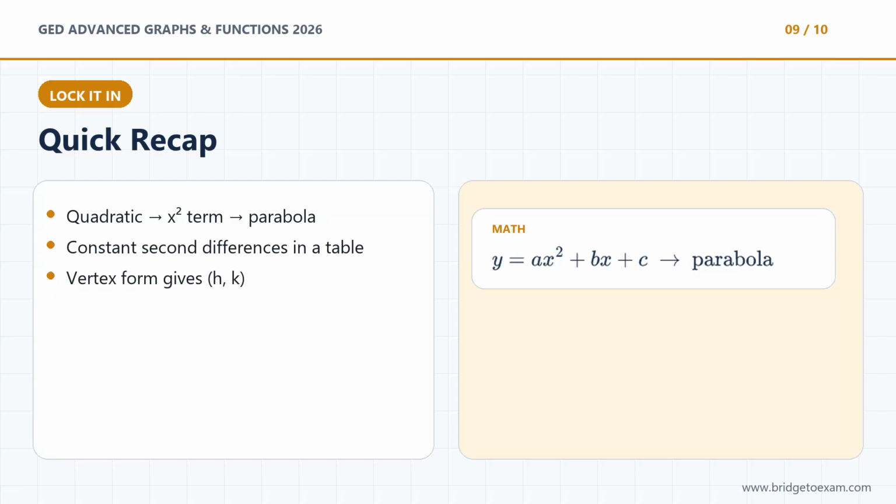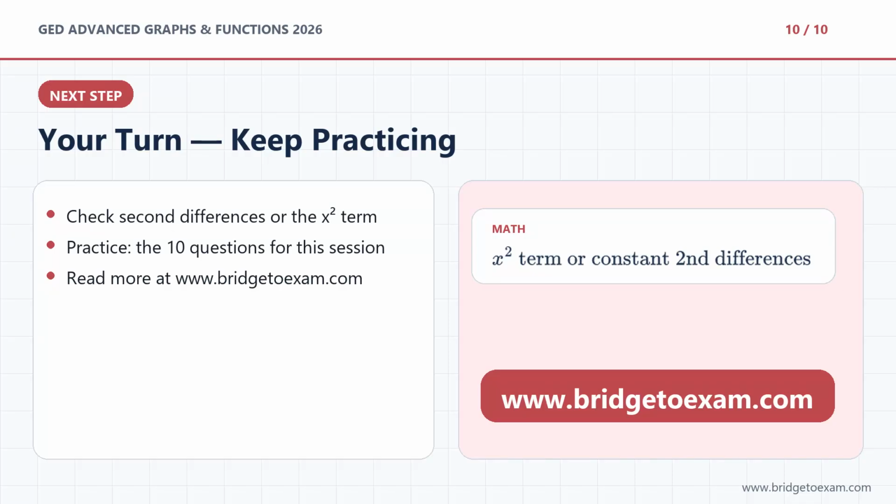A quadratic has an x-squared term and graphs as a parabola, a symmetric U that opens up or down. In a table, constant second differences reveal a quadratic. And vertex form, (x minus h) squared plus k, hands you the vertex, (h, k). Now, parabolas are easy to spot. Wonderful work today. You can now recognize a quadratic from an equation, a graph, or a table.